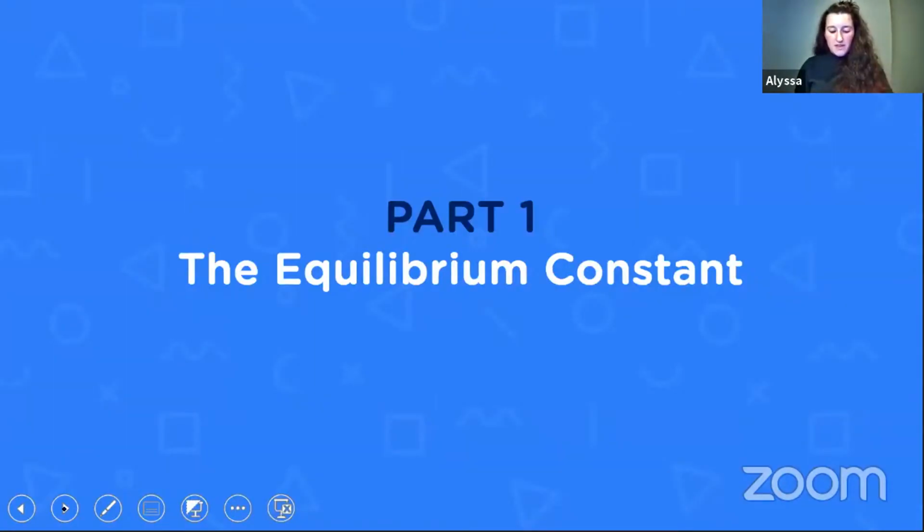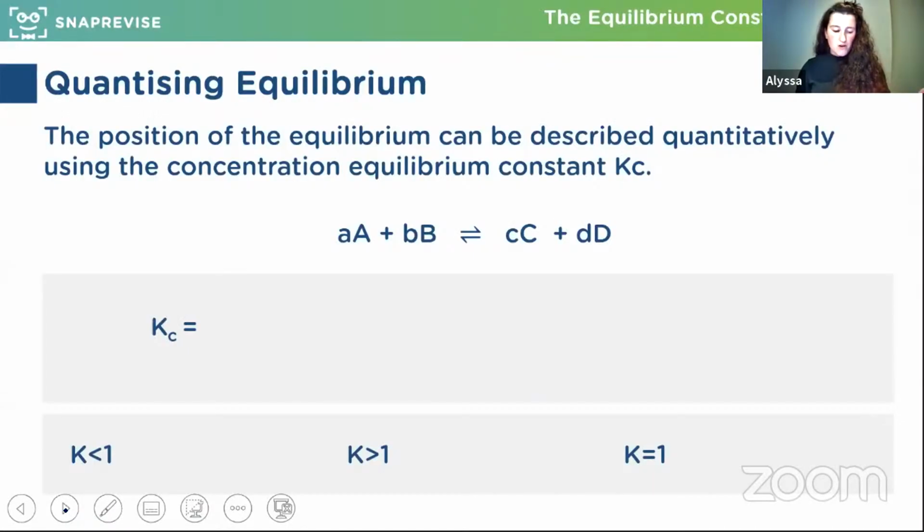So part one then, the equilibrium constant. Let's look at the equilibrium constant. So quantizing, making a number, making it easy to quantify using numbers, the position of equilibrium. So the position of equilibrium can be described quantitatively, as in with numbers, using the concentration equilibrium constant, Kc. So capital K, small c.